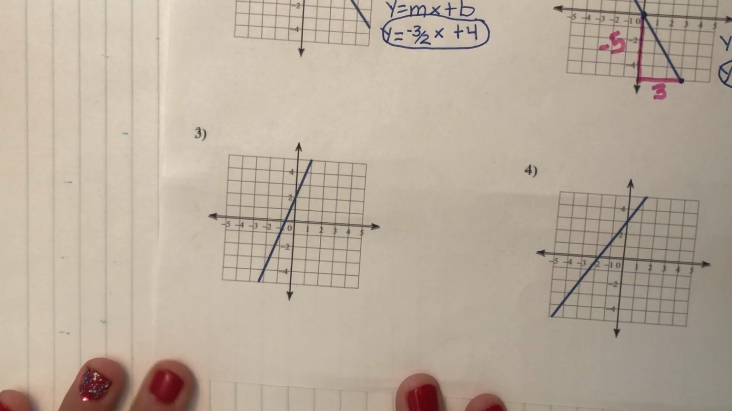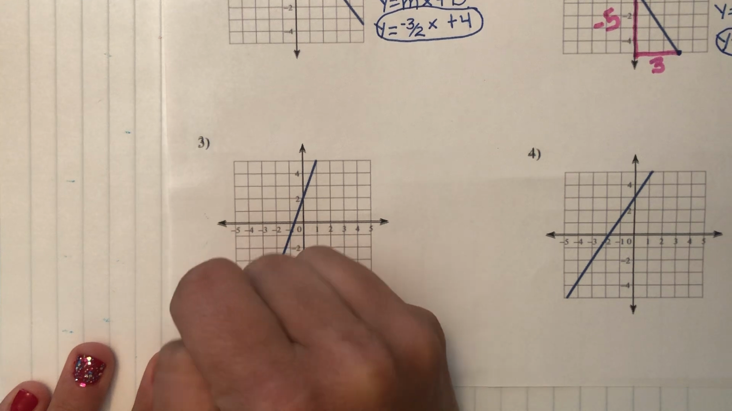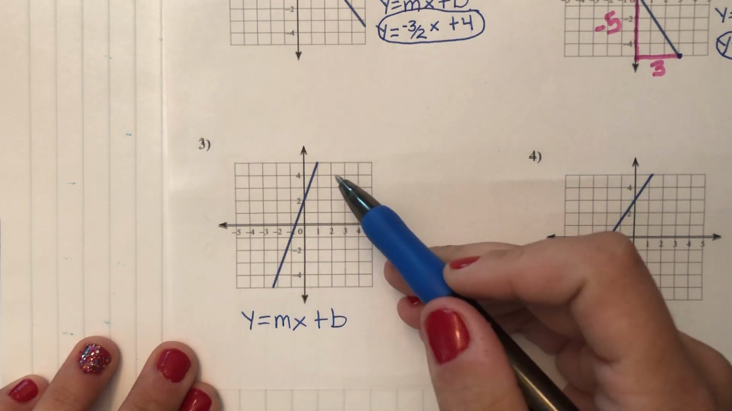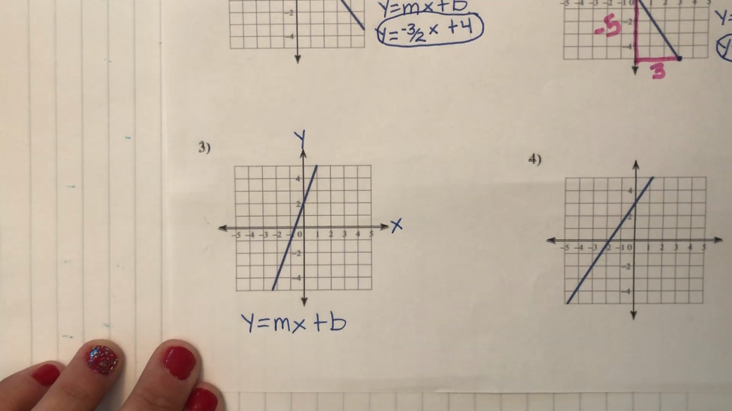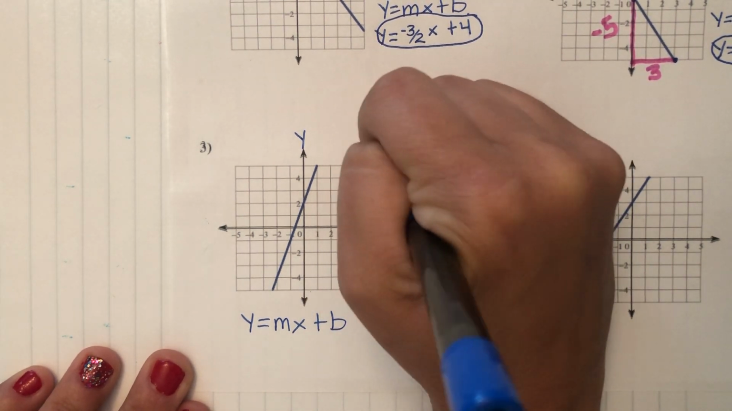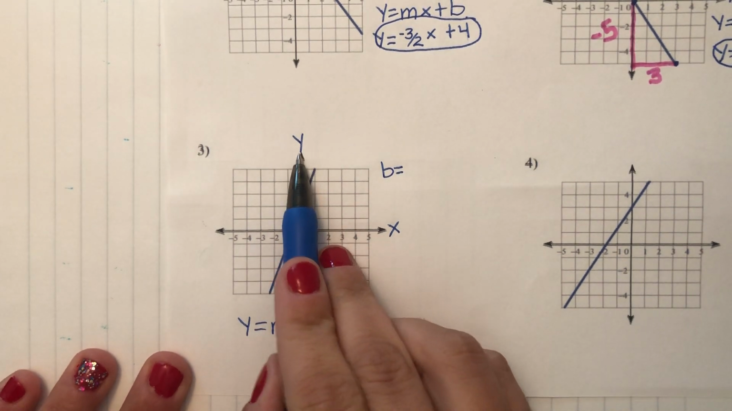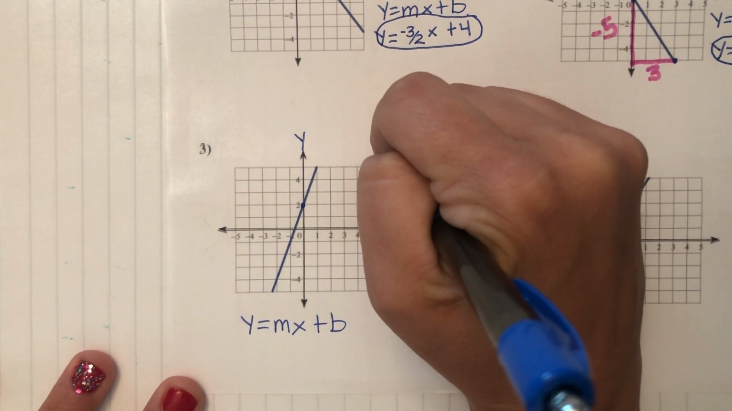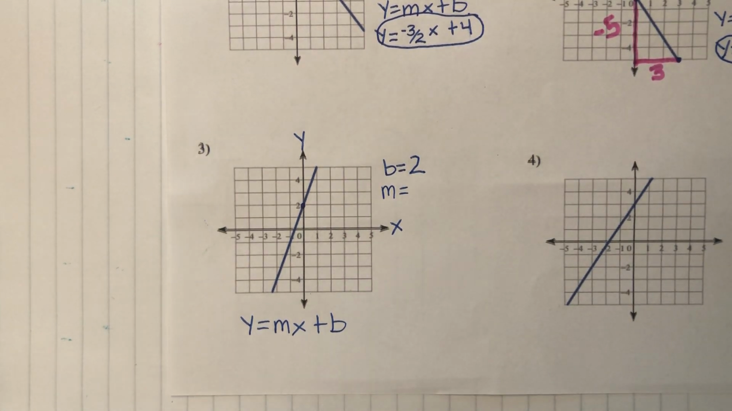Now let's go over number 3. Again, we're writing it in slope-intercept form. So that is y equals mx plus b. We want to write an equation for this line here. I'm going to label my x and y axis. And I'm going to find my b, which is my y-intercept. That's my first step. So I look, where is it crossing through the y-axis at? It's going through right here at 2. Now I need to calculate my slope. So I need to find another point to do this. We need 2 points to find the slope.